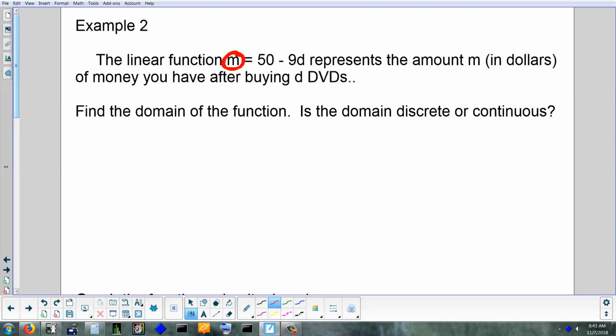If all of a sudden we plug a number in for D and 50 minus something comes out negative, you've now spent more money than you have. How much money does this person have to spend? They didn't write it, but it's in the formula. If you look at the formula, it'll tell you. It's 50, right? They have $50, and each DVD costs 9. So you buy 1, take away 9. You buy 2, take away another 9, up to a certain point. So the domain, let's find the domain.